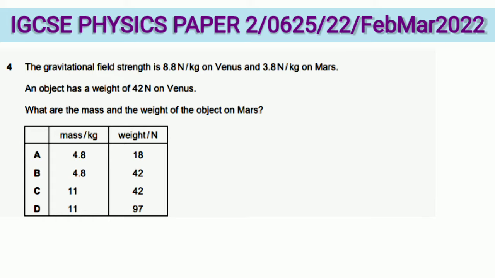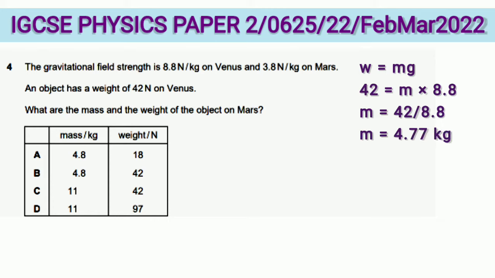The gravitational field strength is 8.8 Newton per kg on Venus and 3.8 Newton per kg on Mars. An object has a weight of 42 Newton on Venus. What are the mass and weight of the object on Mars? We have the weight of the object on Venus and the gravitational field strength on Venus. We will use these two values and find the mass of the object. We will use the formula W is equal to mg. We will substitute the values and we have mass is equal to 4.77 kg. This can be rounded off to 4.8. So the mass of the object is 4.8 kg.